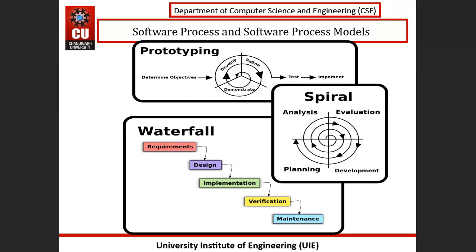Now we have our next topic, that is software process and software process models. We'll discuss in the next slide what a software process is. In this slide we have different process models that you have already studied in software engineering, that is prototyping, spiral model, waterfall model. I hope you all are clear on the concepts of all these models.